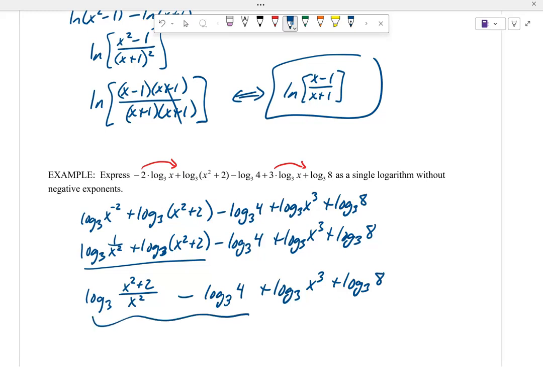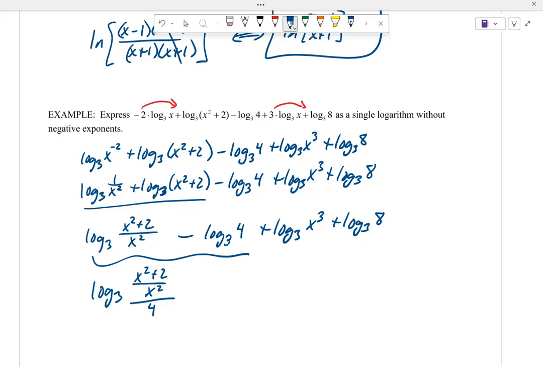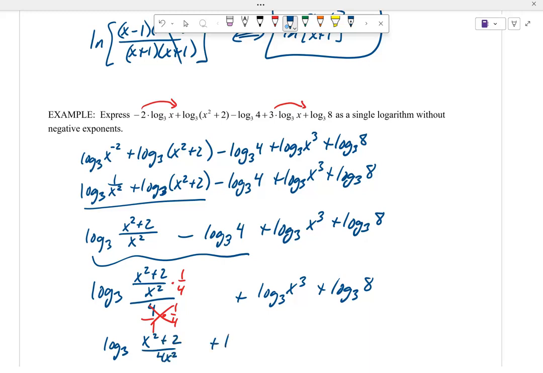Notice I have a minus now, so I'm going to put log base 3. I got x squared plus 2 over x squared, that's all divided by the 4. And I want to simplify that. This is 4 over 1, so multiply by the reciprocal. So we've got log base 3 of x squared plus 2 over 4x squared plus log base 3 of x cubed plus log base 3 of 8.